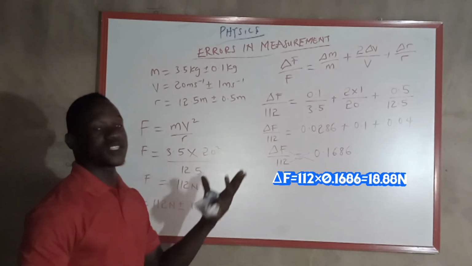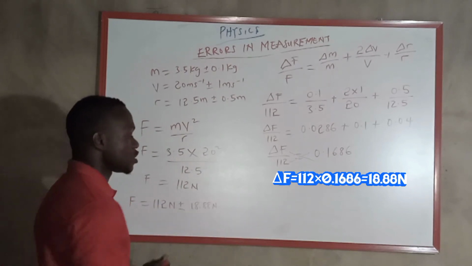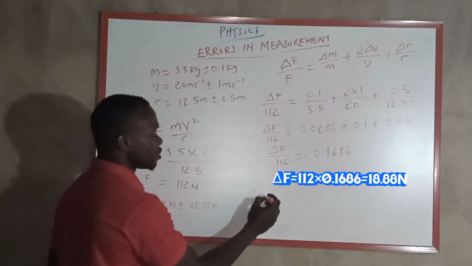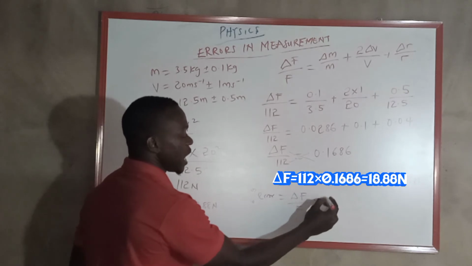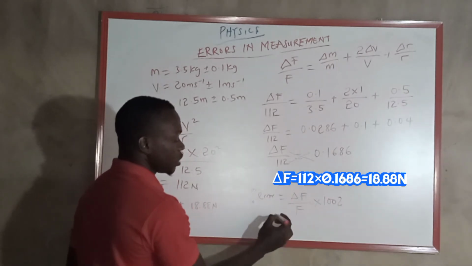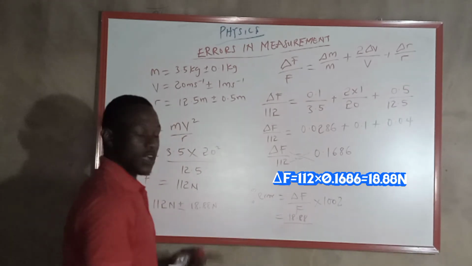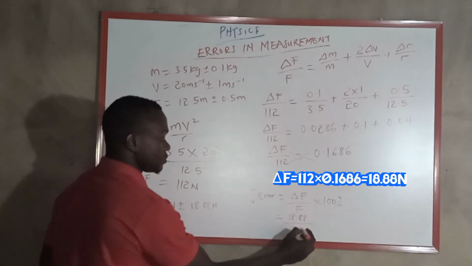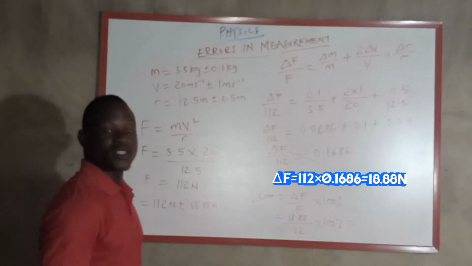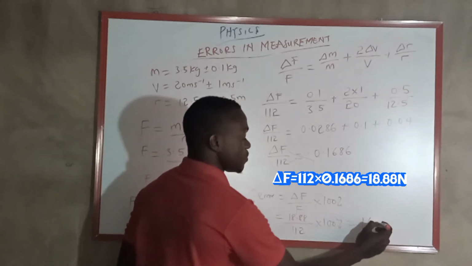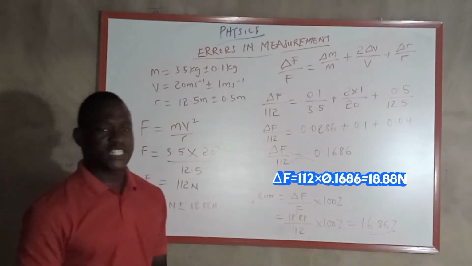Now, how do we know if this experiment is good to go through, or we need to redo the experiment? We have to calculate the percentage error in the force. So percentage error in the force is equal to the error in the force over our force times 100%. So what is the error in the force? 18.88. What is our force? 112 Newton, times 100%. So what will be the answer? 16.86%. So we have our percentage error at 16.86%.